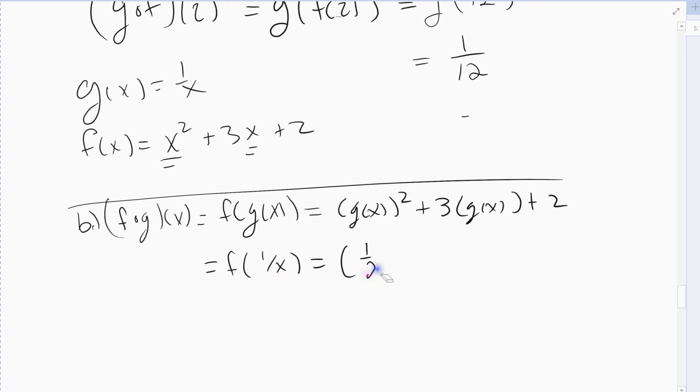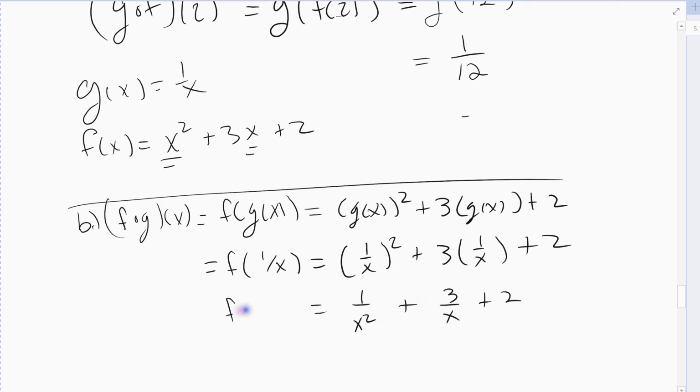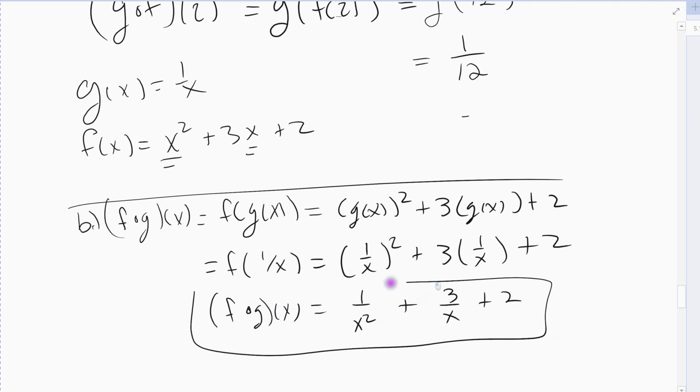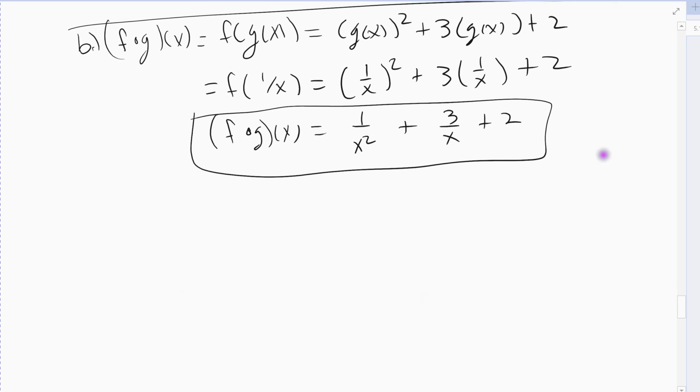You're going to take 1 over x and square it. You're going to take 3 and multiply it by 1 over x, and then you're going to add 2. And so if we simplify, it's 1 over x squared plus 3 over x plus 2. So there is f of g of x, which we're going to find the domains of in a little bit. We'll do that in the next part.